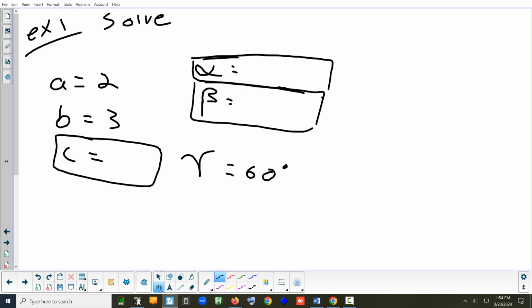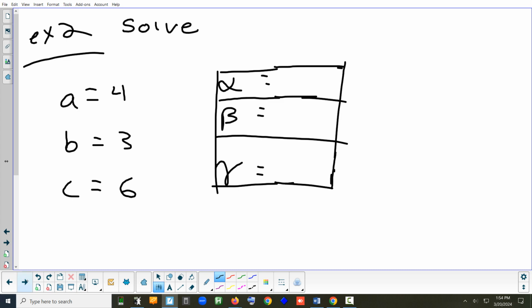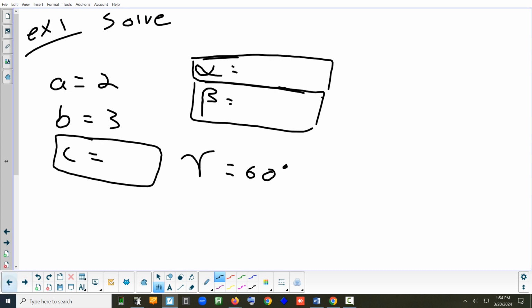There's two types of problems with law of cosines. The one where you're missing a side, and the one where you have all the sides. If it's the one where you're missing a side, find the side first. That's what you have to do. You can find the angles in any order you want after. But if you don't find the side first, it won't work. You'll run into a problem.